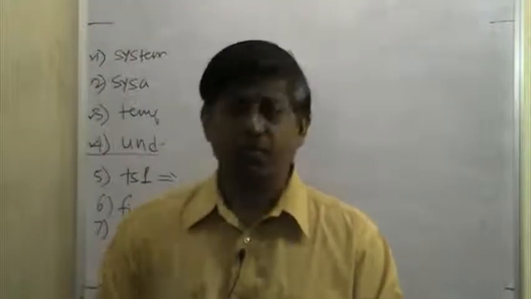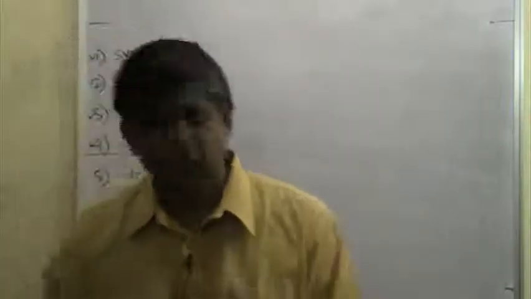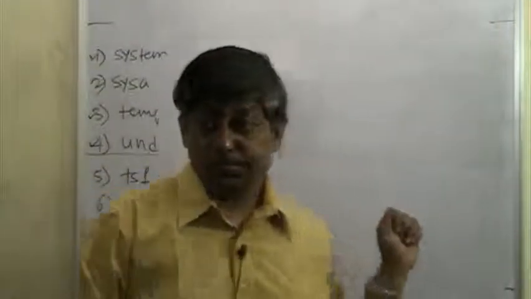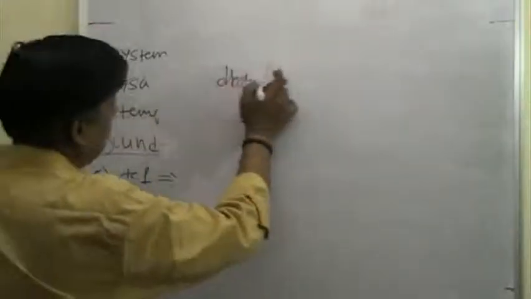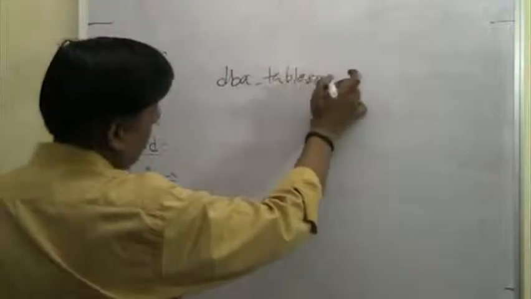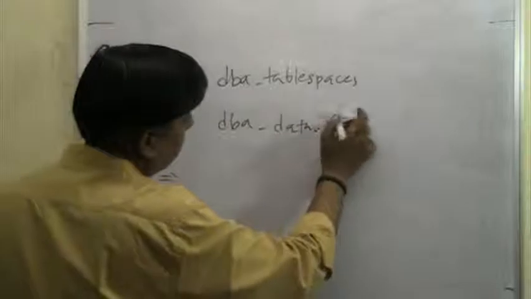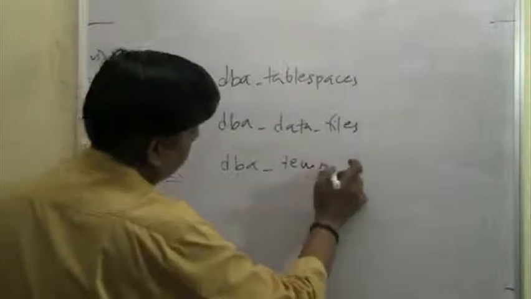And you may have to very rarely move a file from one directory to another directory, one disk to another disk. And that is what we saw, how to rename a file. The important thing is to take the table space offline. Okay, so these are the things. Data dictionary views that we have seen are, okay, I will just mention the data dictionary views. We have seen this dba_tablespaces. Then there is dba_data_files, and then there is a dba_temp_files also.